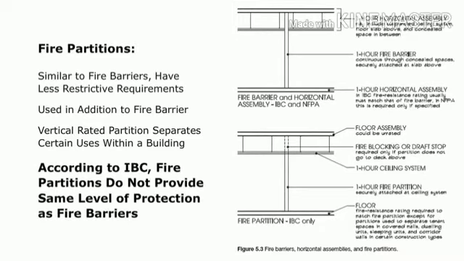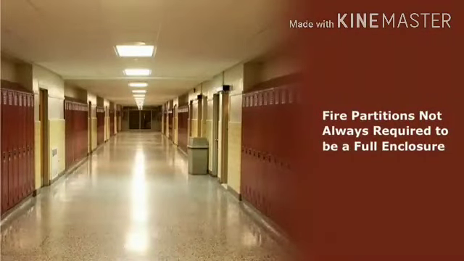However, according to the IBC, fire partitions do not provide the same level of protection as fire barriers. For example, although fire partitions can extend from structure to structure in a building, they are also allowed to stop at a rated ceiling system. Fire barriers cannot. This difference is shown here. A fire partition separates one area from another, but is not always required to be a full enclosure. In other words, the floor and ceiling assemblies typically have to have the same rating, but when used to separate tenant spaces in malls, dwelling units, sleeping areas, and corridors or certain construction types, they do not.